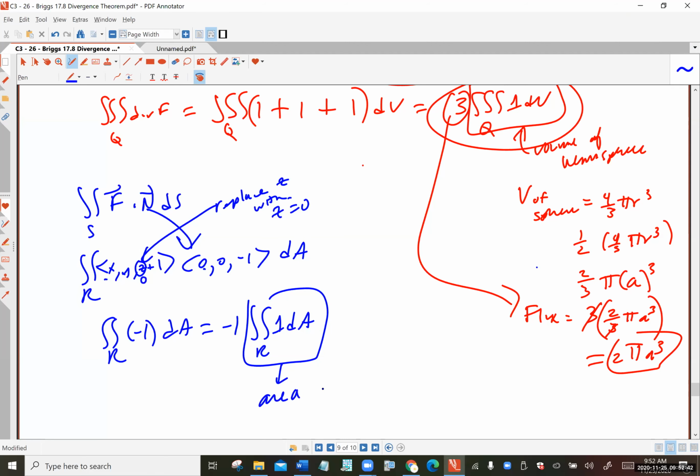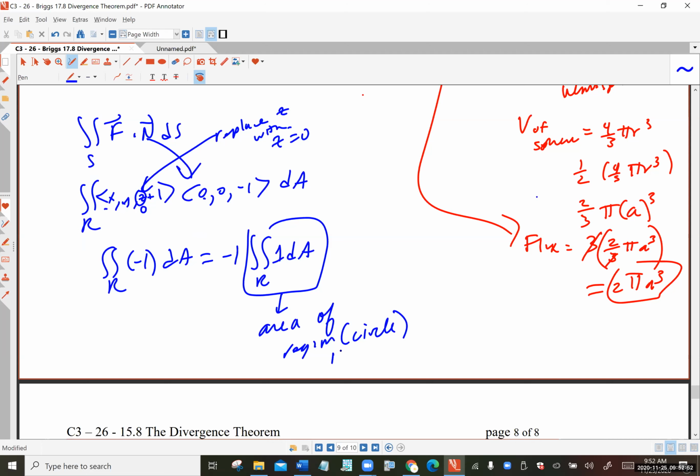And what is the region? It happens to be a circle, right? 2 pi r. Careful, careful. You're doing circumference. I want area, pi r squared. And so the r for us is a because we were just using this generic circle of radius a. So you're going to go, okay, -1 times pi times a squared. So the flux through the bottom base plate is negative pi a squared.